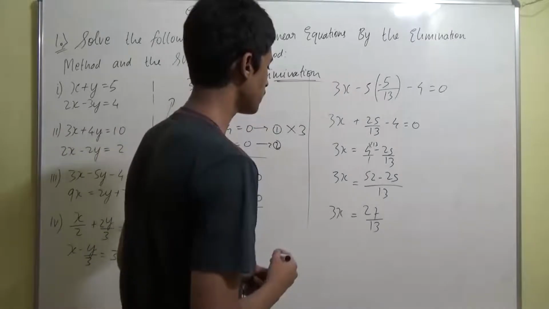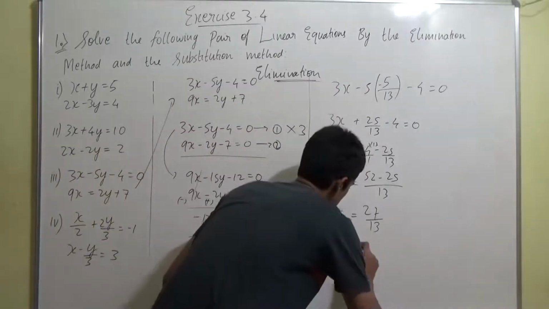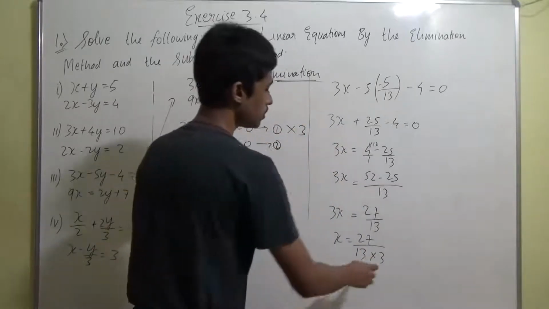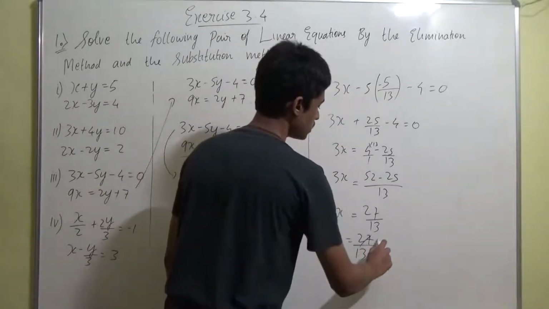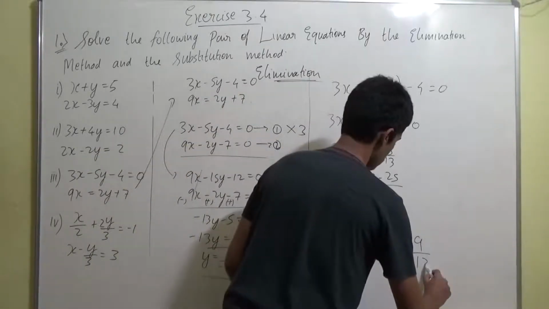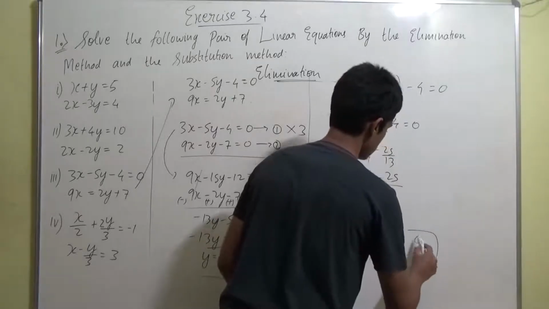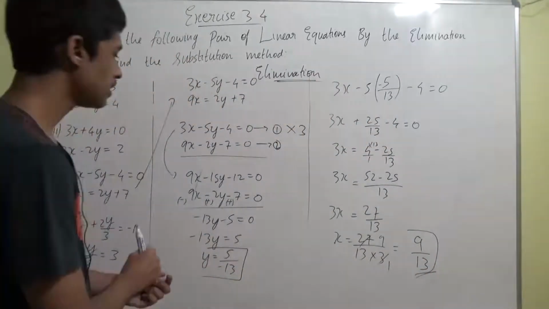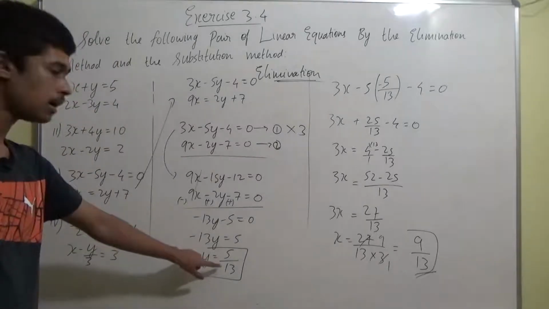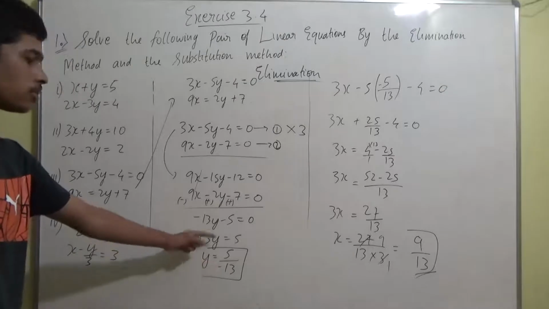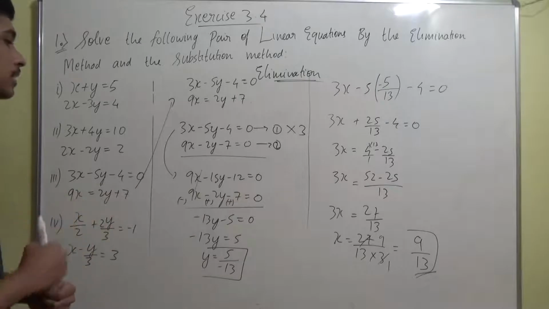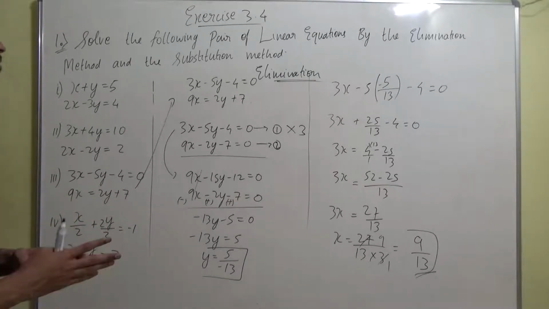So what will be the value of x? x will be 27 by 13 into 3. This 3 will come down. So 3 ones is 3 and 3 nines is 27. Right? So x will become equal to 9 by 13 finally. Getting it? And the value of y we got as minus 5 by 13. Whether the minus is below the bar or above the bar, that is, whether it's in the numerator or denominator, you are going to call it minus 5 by 13 itself, and that one is 9 by 13. Done, guys. We got the values of x and y.